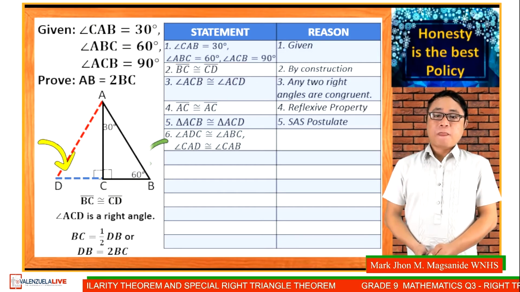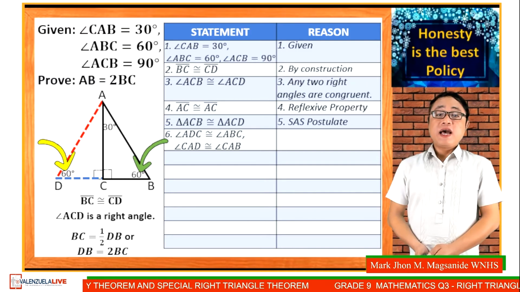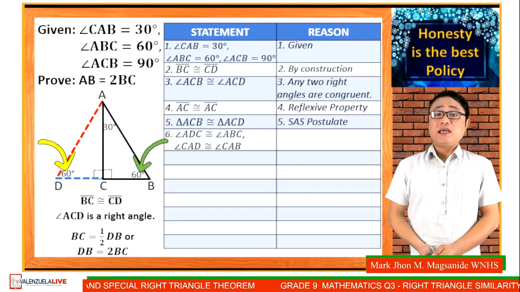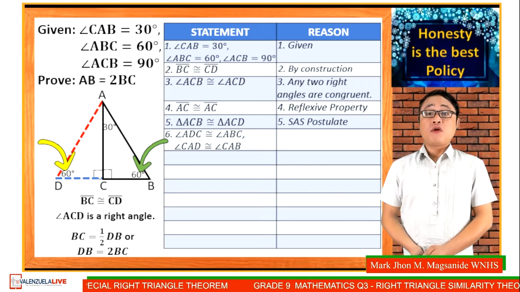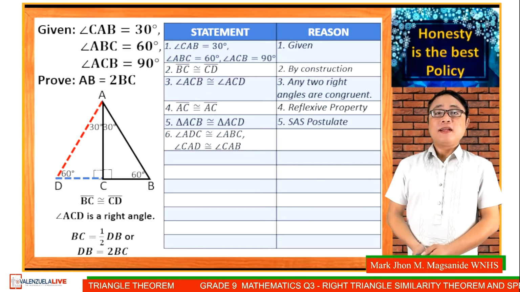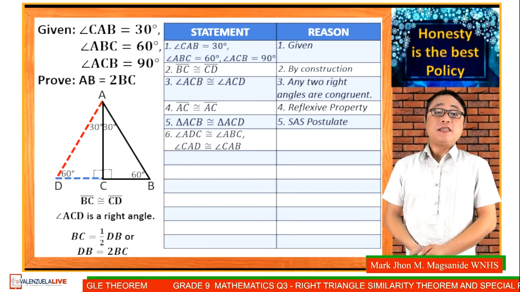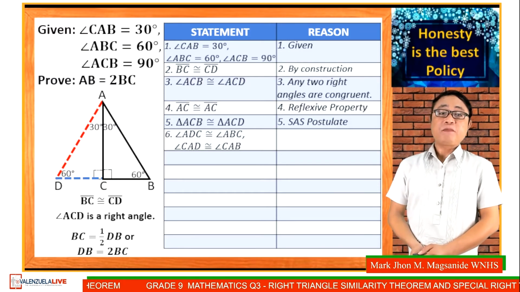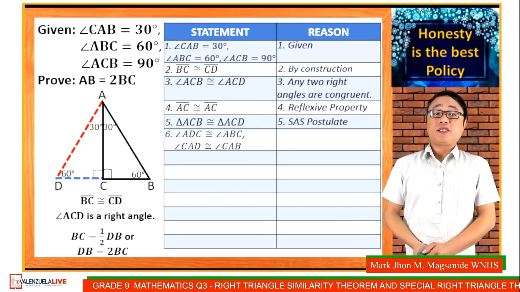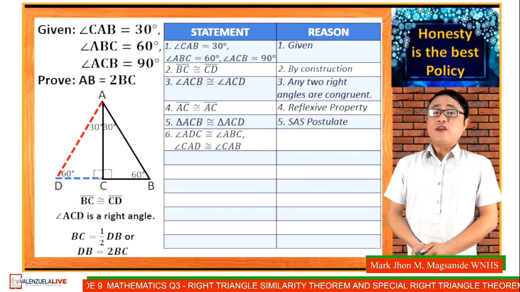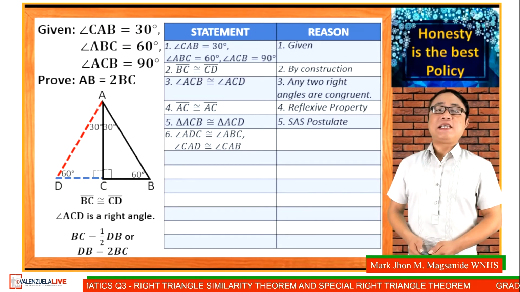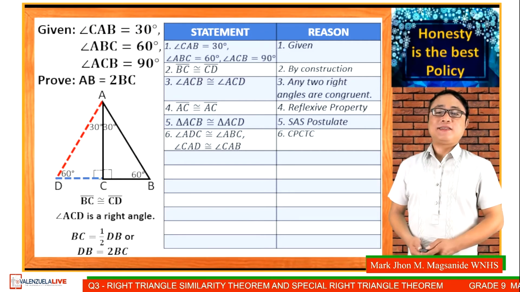Angle ADC is congruent to angle ABC, and since angle ABC measures 60 degrees, then angle ADC measures 60 degrees also. Why? Later, that will be given. Let me finish with angle CAD is congruent to angle CAB. And since angle CAB measures 30 degrees, then angle CAD measures 30 degrees also. So what do you think will be the reason here? If you answered CPCTC, then you are correct.